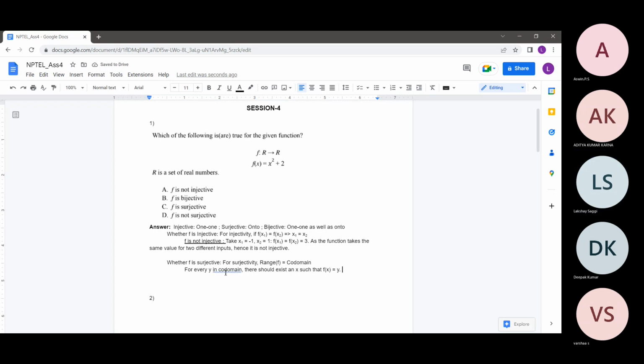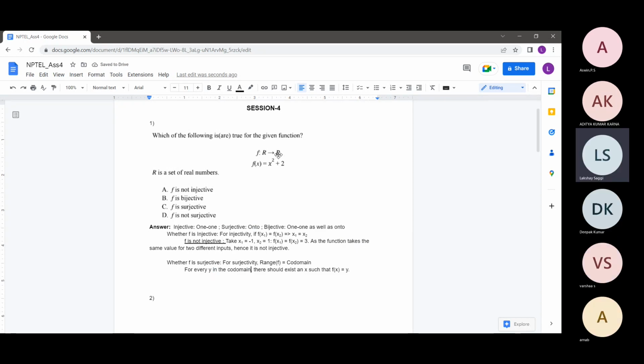So for every value of the codomain, for all real numbers on this right side, there should exist an x such that that real number y is equal to x squared plus 2. This is the basic definition of surjectivity, that every element of the codomain should have a pre-image. This simplifies to: for every value of the codomain, there should exist an x such that f of x equals y.